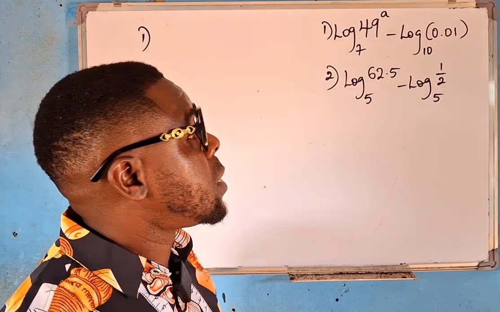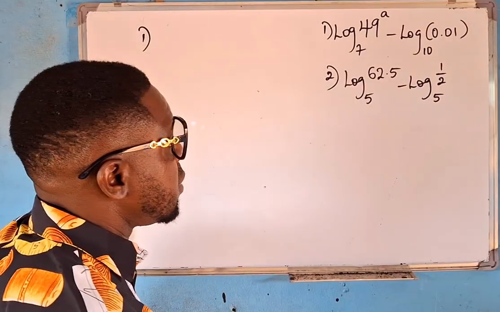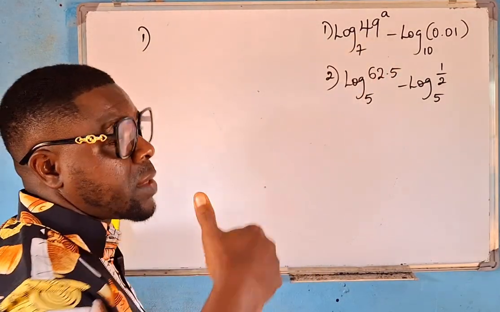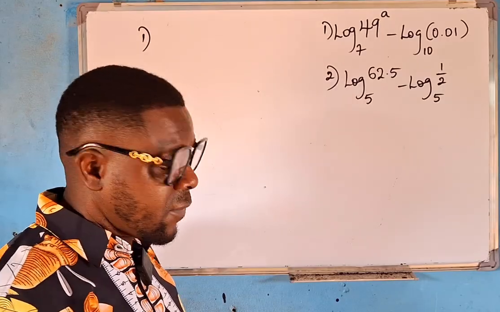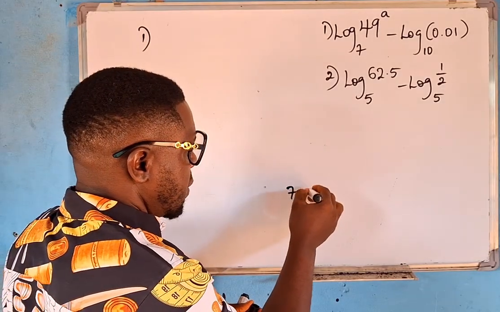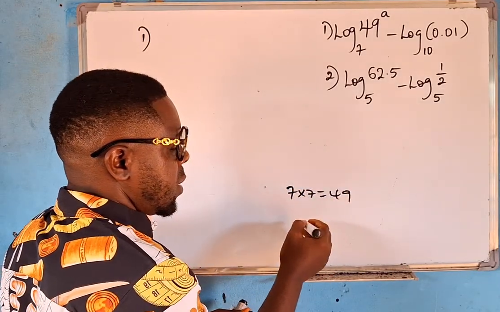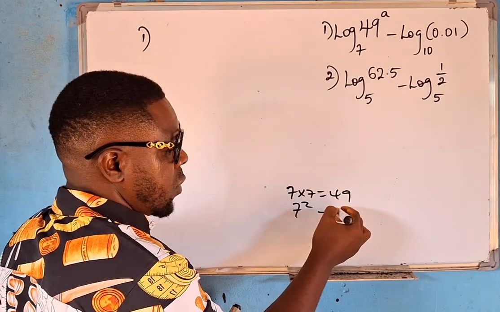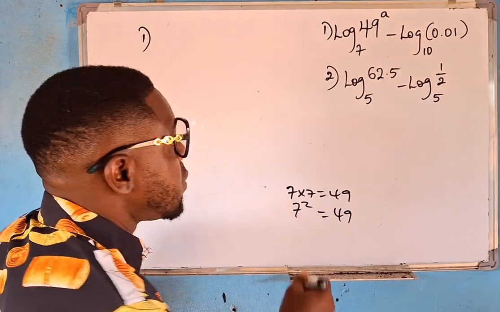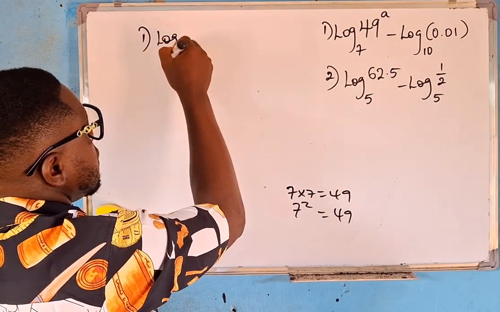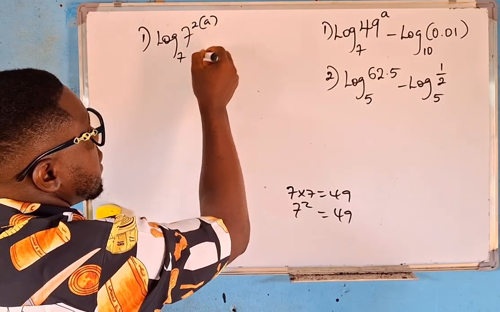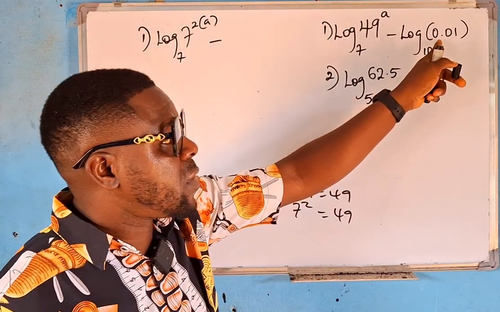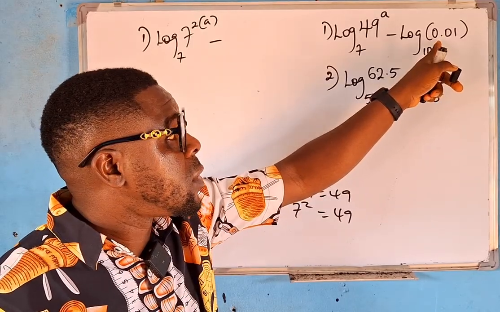0.01 base 10. Now, the first thing I need to do here is to change 49 to have a base of 7. And we know that if you multiply 7 times 7 will give us what? 49. Meaning that 7 squared is also 49. So this will give us log 7 squared all to the power of a base 7 minus. I'll change this decimal point to a fraction.